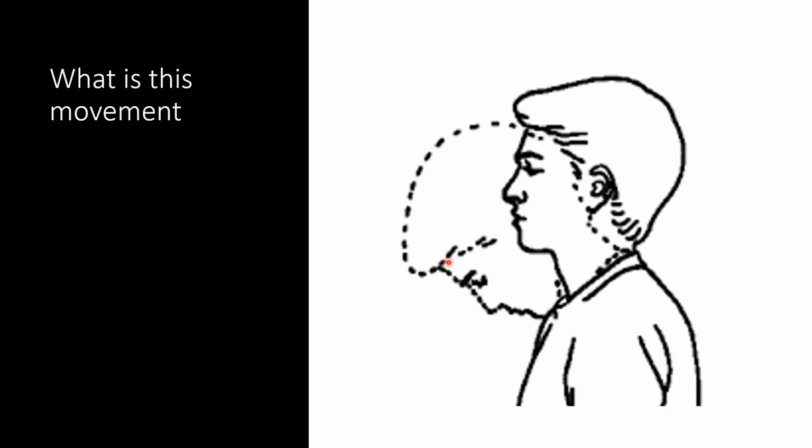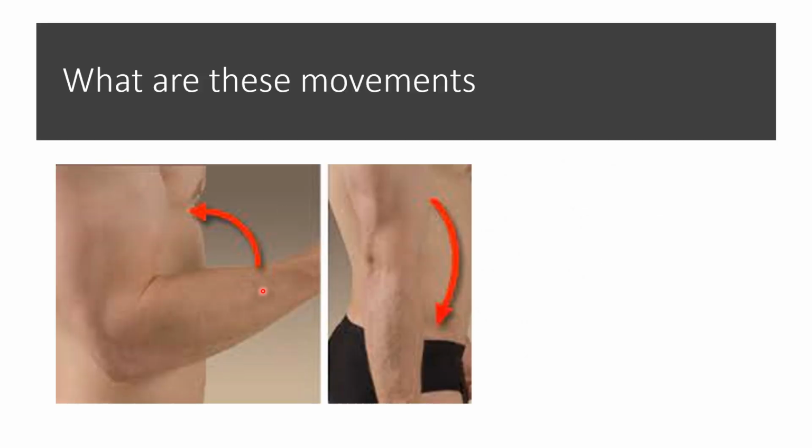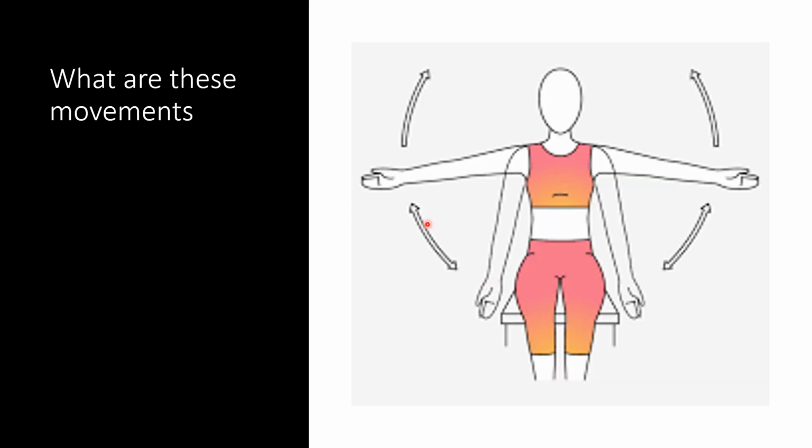So if your head is here and it moves forward, that would be a flexion. If your arm is here and it comes up, that's a flexion. If it goes down, like in the other picture, that's an extension. If you come up to the side here, that's abduction. If you come down, it's an adduction.